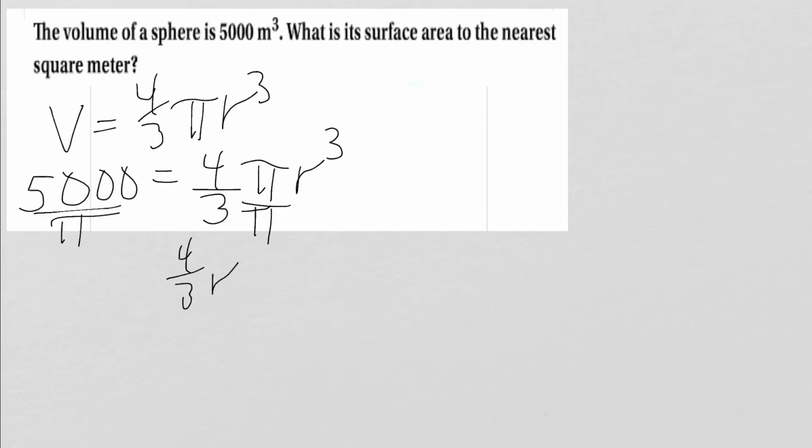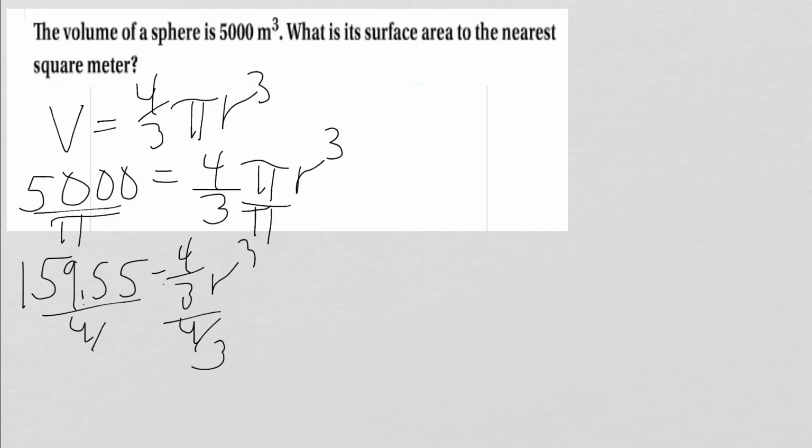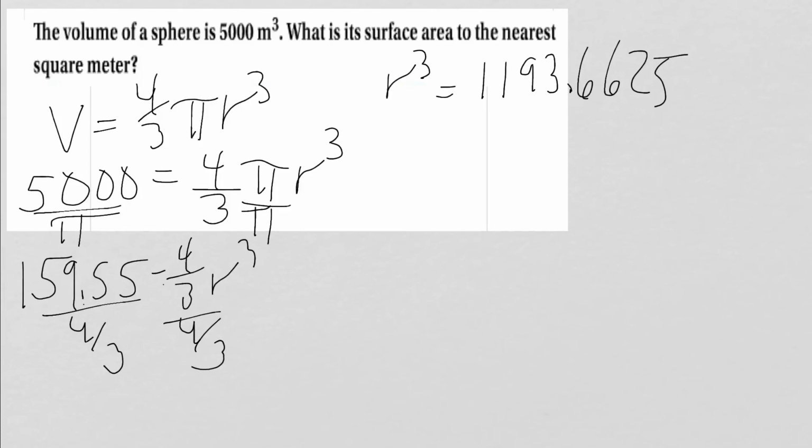We get that to be about 1,591.55. Now we need to divide by 4/3 on both sides, and we get it to be that amount. Now how do we get rid of something raised to the 3rd power? When it was raised to the 2nd, we would square root both sides. Here, instead, we're going to cube root both sides.